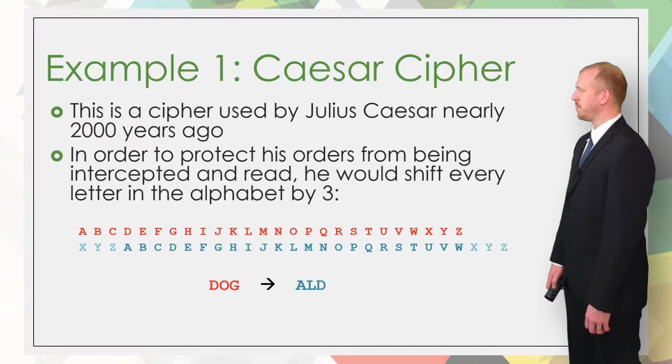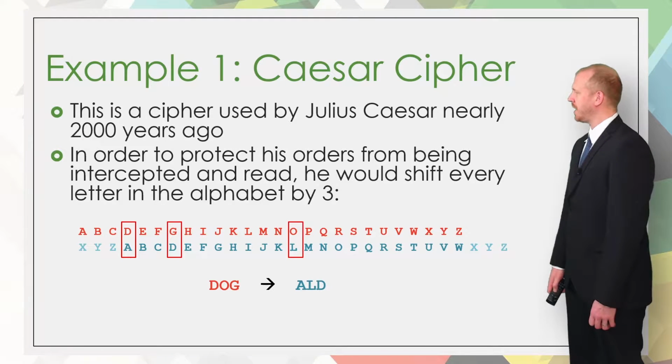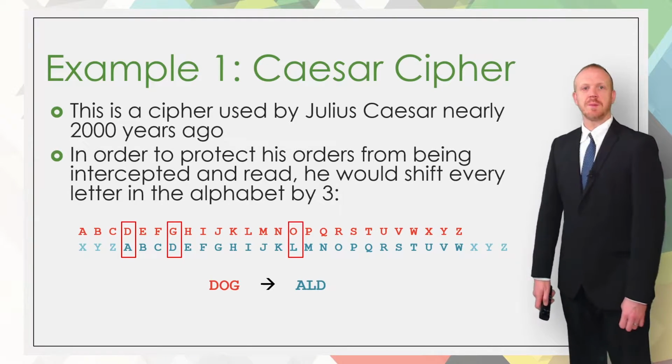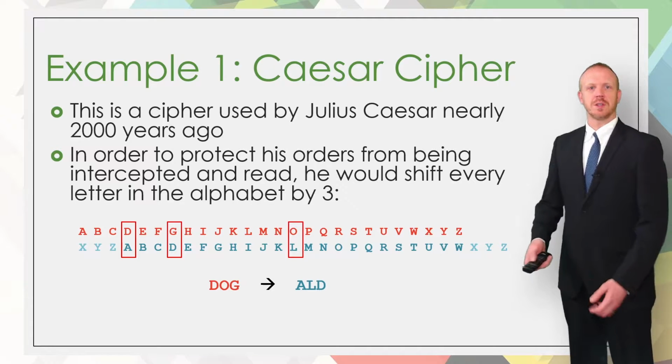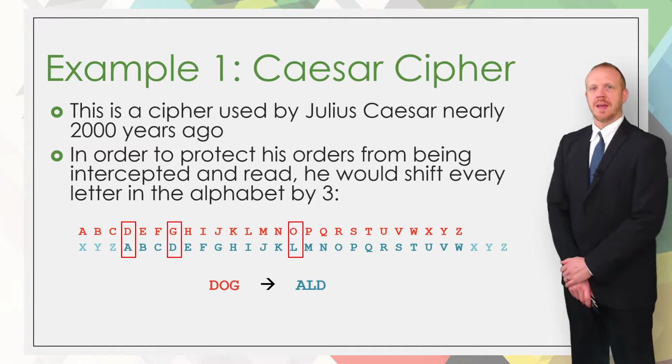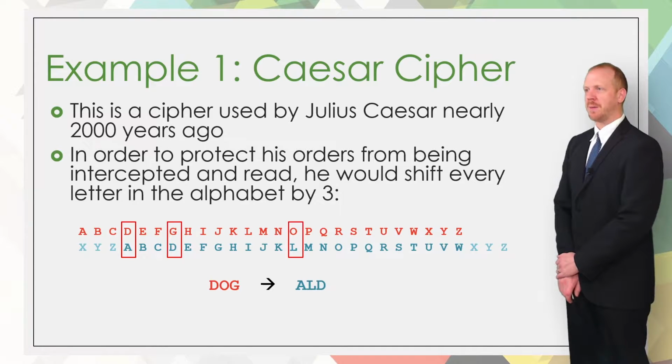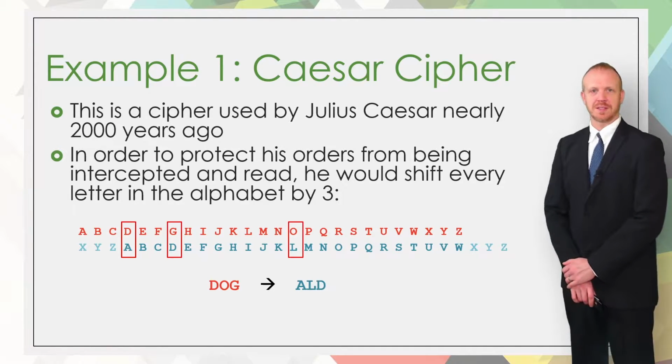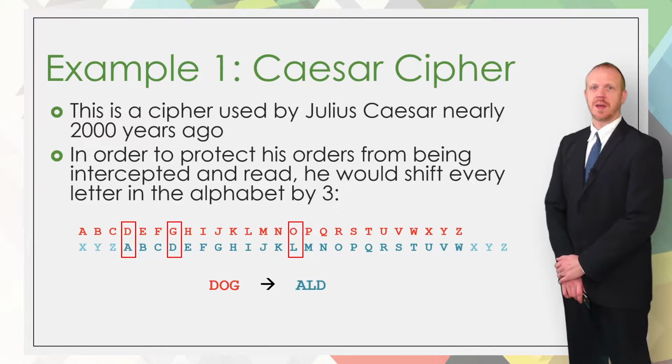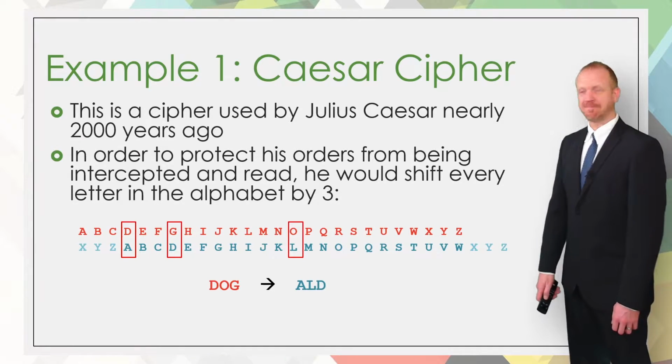Then to encrypt dog, D encrypts to A, O encrypts to L, and G encrypts to D. So DOG becomes ALD. His entire orders would be encrypted like that and sent on their way. Now that seems pretty quaint to us nowadays. You can't imagine if something like that happened, anyone would have much trouble deciphering it. But this was 2,000 years ago, and apparently it was fairly effective.